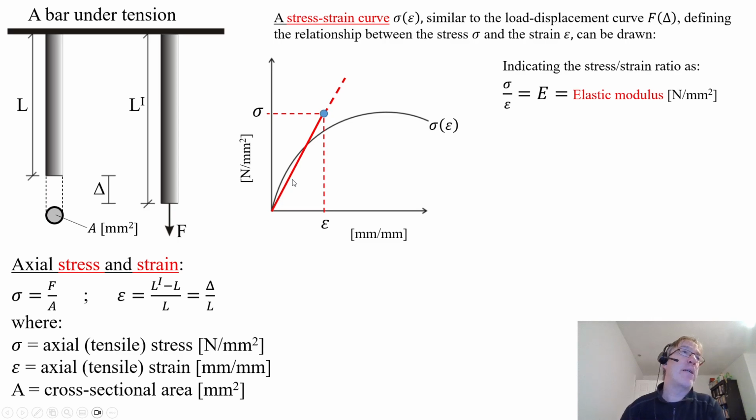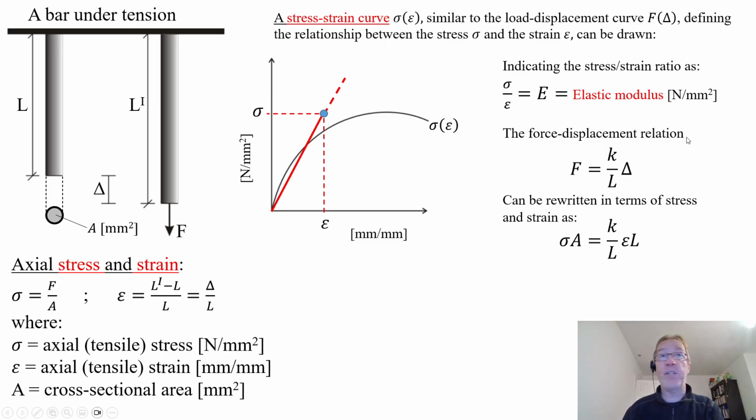So if you look at this here, we've got the actual stress and the strain. It's the stress-strain curve, very similar to the load displacement curve from before. But we've got this equation, stress over strain equals E. E is the modulus of elasticity, and modulus of elasticity is also in newtons divided by millimetres square. So that's the unit for the modulus of elasticity.